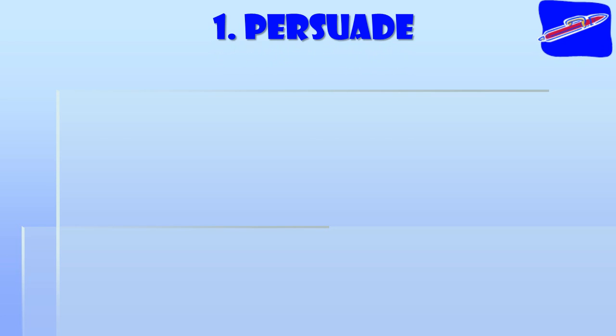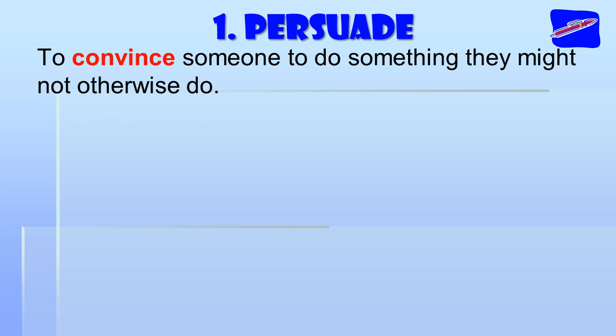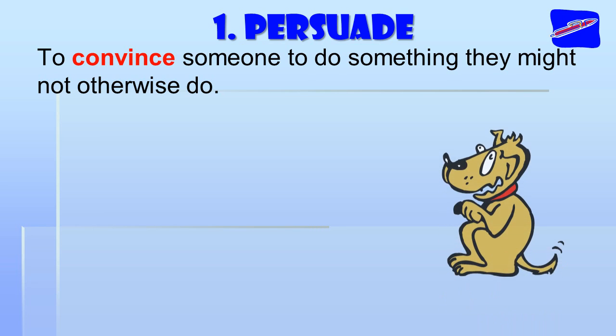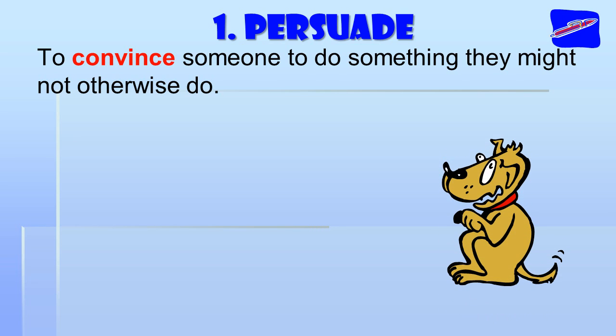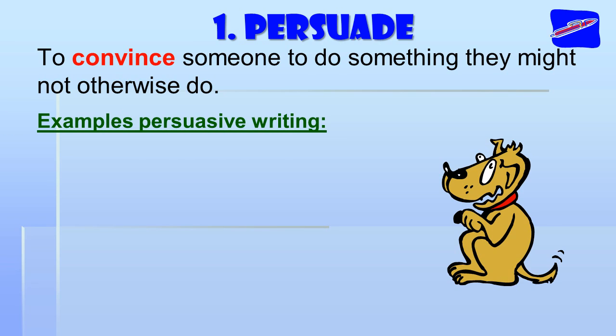Let's begin by looking at what it means to persuade. Here's the definition. To persuade means to convince someone to do something they might not otherwise do. For example, our little doggy friend right here is begging. He's begging because he wants you to do something that you may not want to do, namely, give him some food.